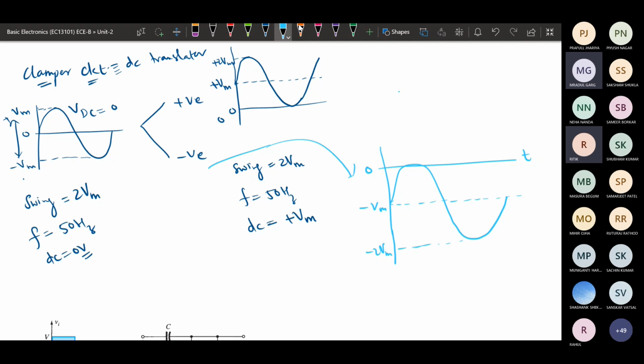So what is the swing here? The swing is again 2 Vm, maximum minus minimum, and the frequency is again the same 50 Hertz, but the DC voltage level here is minus Vm. Okay, so this is your negative clamper, and this is your positive clamper circuit.